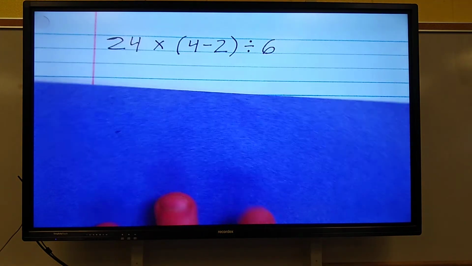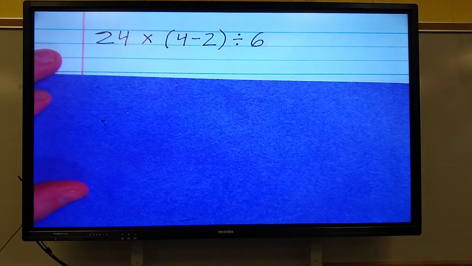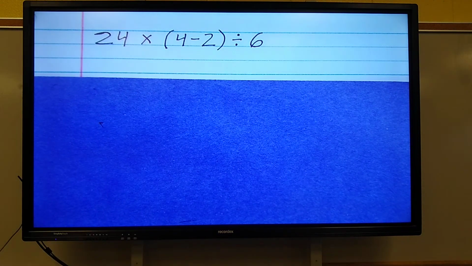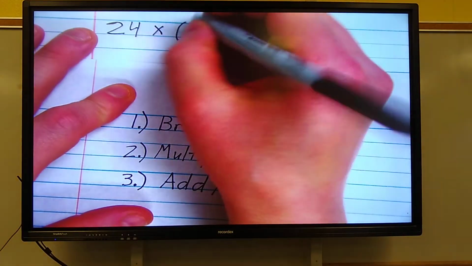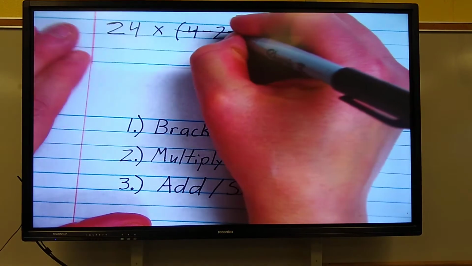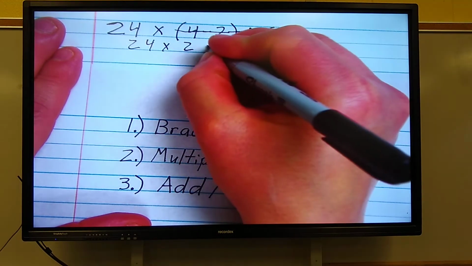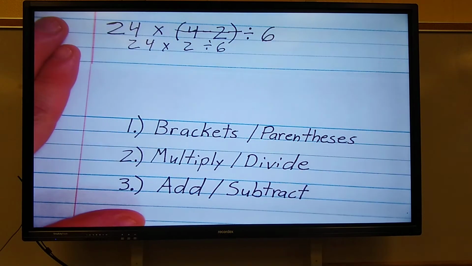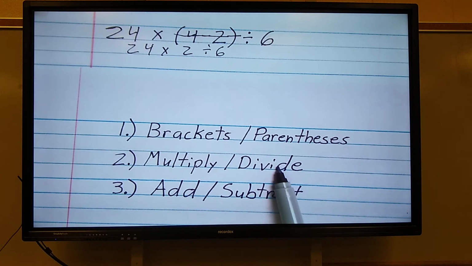Solve this one first. Pause the video. All right, let's see how good you did. Do I have any brackets? No. Do I have any parentheses? Yes. So I must do that first. So 4 minus 2 is 2. So now I have 24 times 2 divided by 6. No more brackets, no more parentheses. Next step is multiply, divide left to right, whichever comes first.